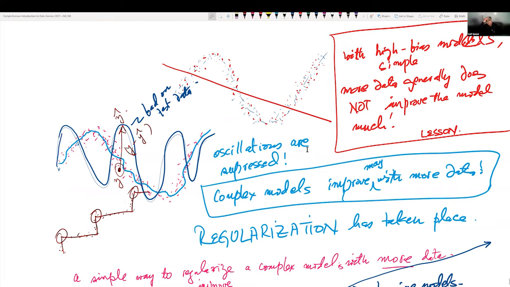So the simple answer is you don't know, but usually the domain gives you some intuition. Does that, I don't know if. Yeah, understood. That is pretty much it.